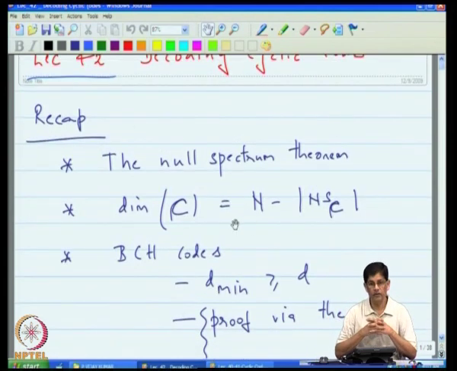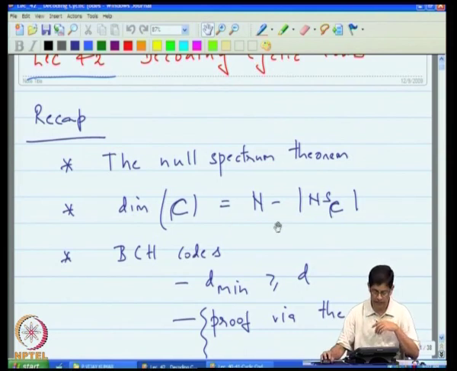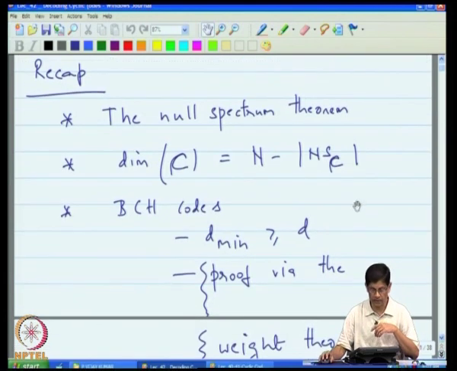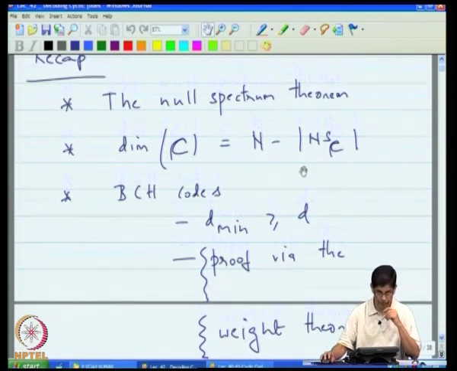Then we moved on to discussing the parameters of cyclic codes, and the block length is obvious. The two other parameters of interest are the dimension and the minimum distance. The dimension, we proved a theorem which stated that the dimension of the code is the size of the complement of the null spectrum. In other words, you count how many frequencies there are in the null spectrum, and n minus that amount is the dimension of the code. So the dimension is straightforward once you are given the null spectrum.